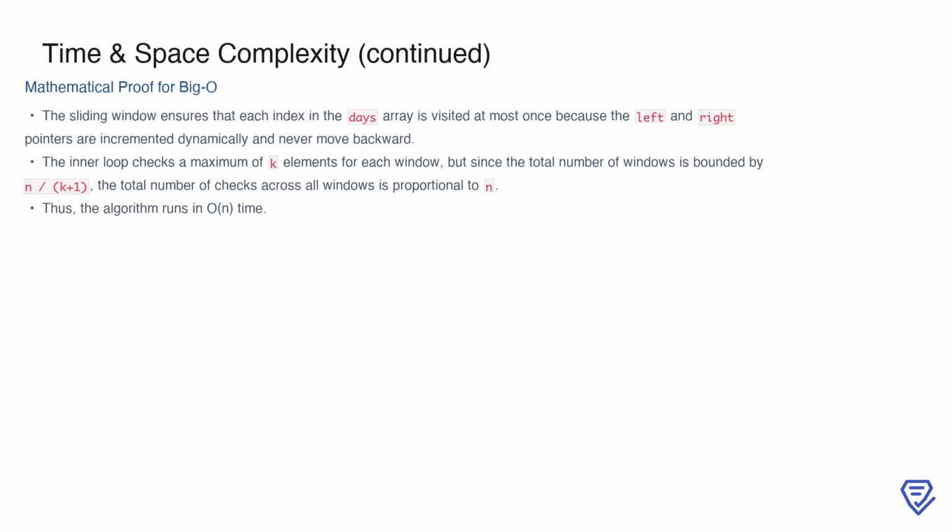To confirm the O(n) time complexity, we can look at the underlying mechanics of the sliding window approach. The left and right pointers increment dynamically and never move backward, ensuring that each index in the days array is visited at most once. While the inner loop examines up to k elements for each window, the total number of windows is bounded by n/(k+1). This means the total number of checks performed by the inner loop is proportional to n. As a result, the algorithm's operations scale linearly with the size of the input, solidifying its O(n) time complexity.